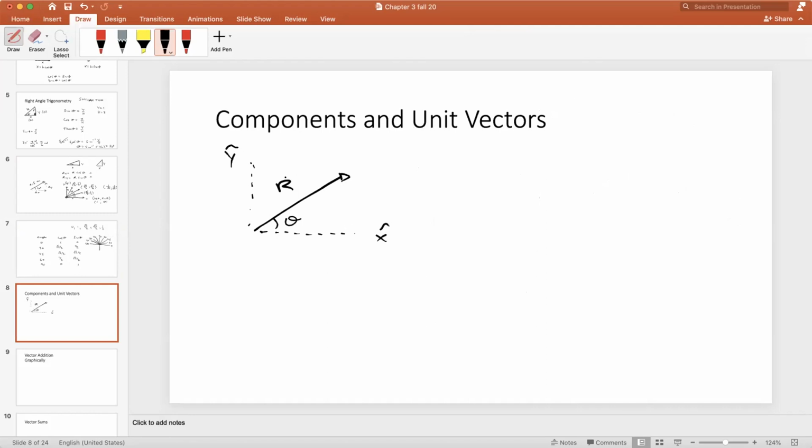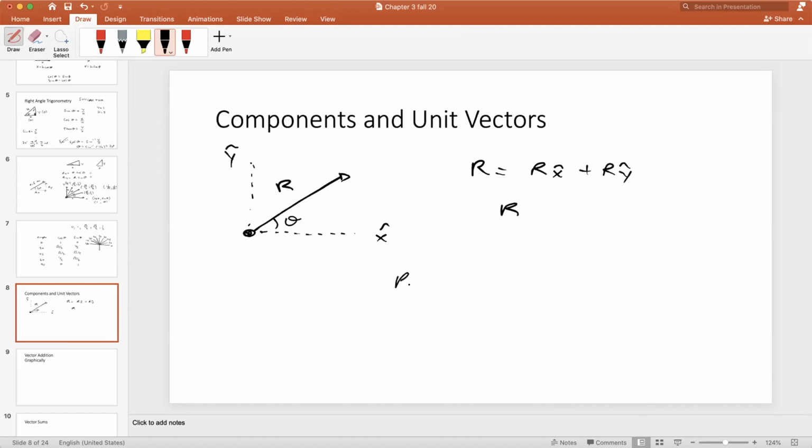Now, I'm drawing these little triangles or little accents on top of these. And what these mean are unit vectors. So we can write r as r x hat plus r y hat. And that's very important, okay? It is actually the same, and we're going to see that on the next slide, as just writing r. You can write it in either form.